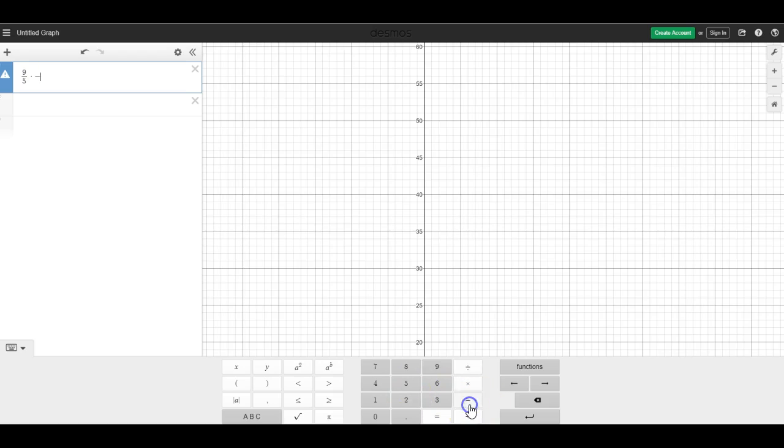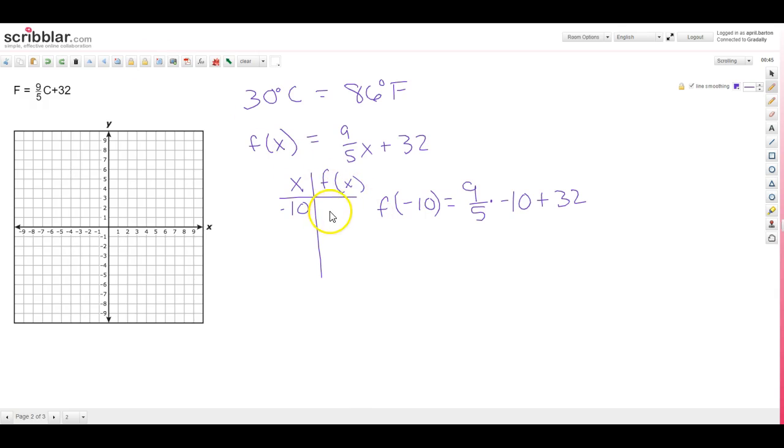There's no separate negative symbol, so we're going to use the subtraction symbol for the negative. So times negative 10 plus 32. That gives us 14 degrees. So still pretty cold. 14 degrees in Fahrenheit, still pretty cold. Both of these are degrees.